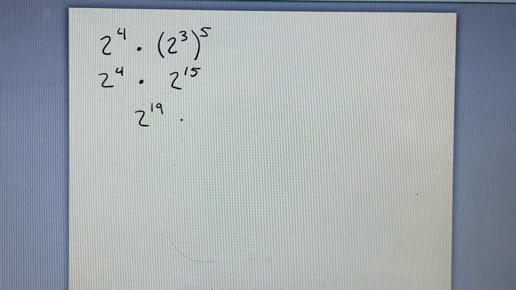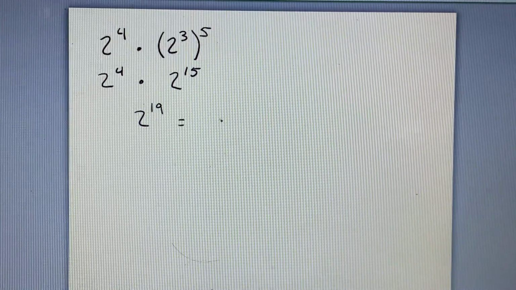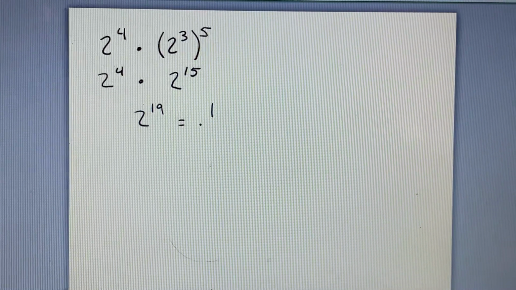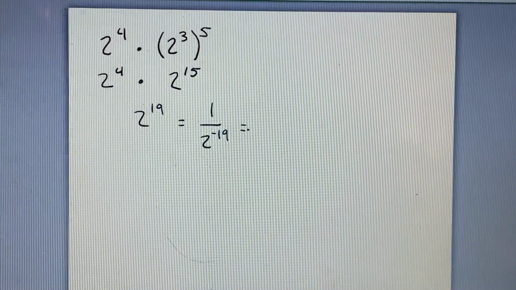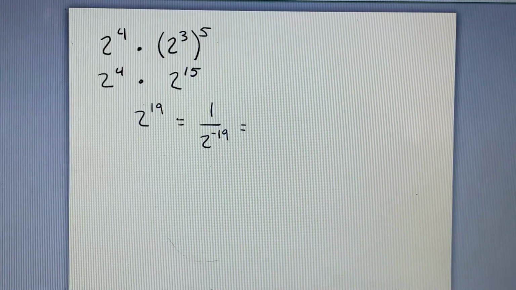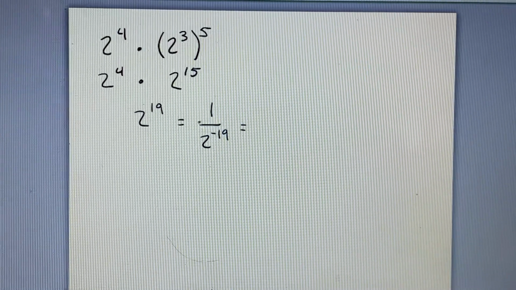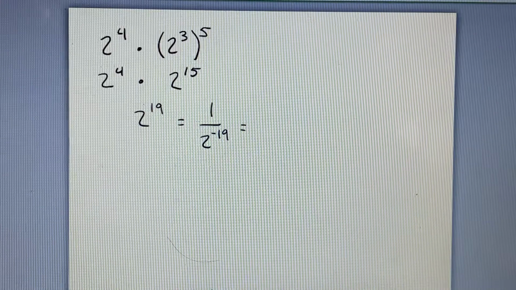Okay, now I could also write this, if they said express it as a negative exponent, I could write 1 over 2 to the negative 19th. And if they said evaluate, I could do 2 times 2 times 2, 19 times, but I'm not going to do that right now, okay?